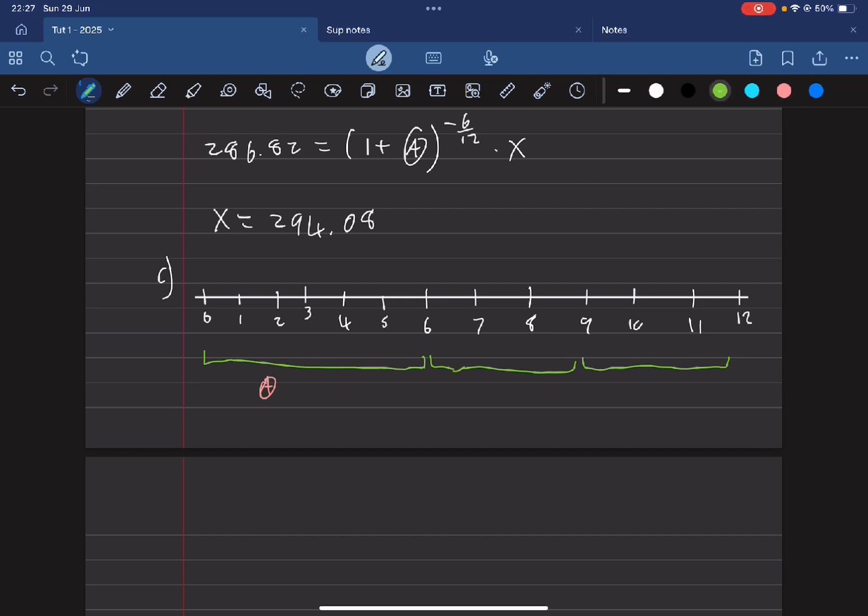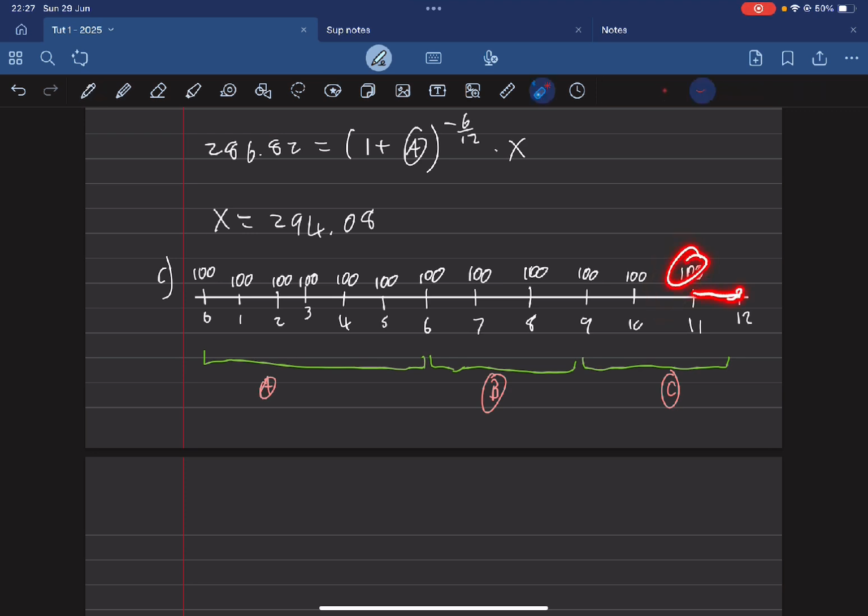From 6 to 9 it has interest rate B, and then over this one is interest rate C. Perfect. So what we're going to do now is pay 100 Rand in advance each month. So 100, 100, 100, 100, 100, 100. Let me just write them all in. Cool. And we're paying in advance, so this will be our last payment, because this payment is for this period.